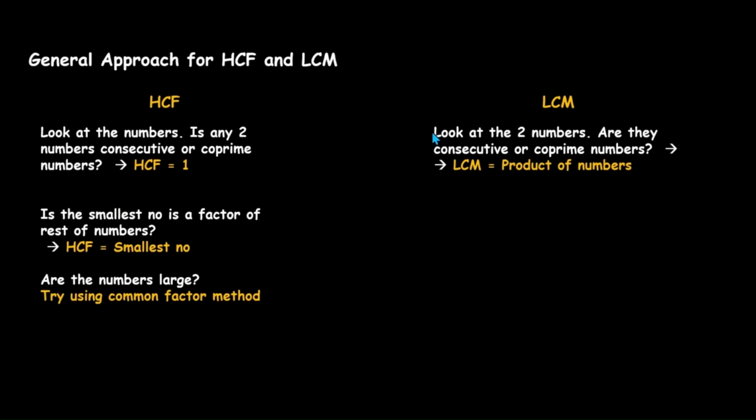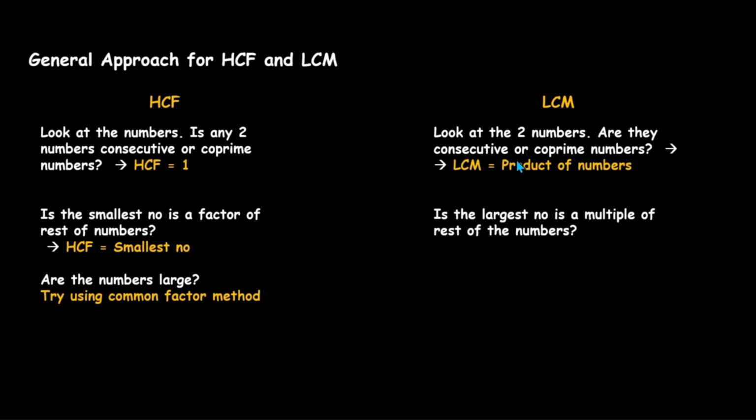For LCM, as we discussed, the consecutive or co-prime method will work only for two numbers. So if they are either consecutive or, if not consecutive, co-prime numbers, then the LCM would be the product of the numbers. And for three or more numbers, better use the other method that we discussed, or as a last resort, the traditional prime factorization method.